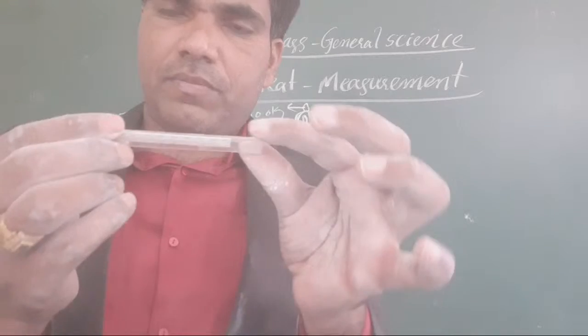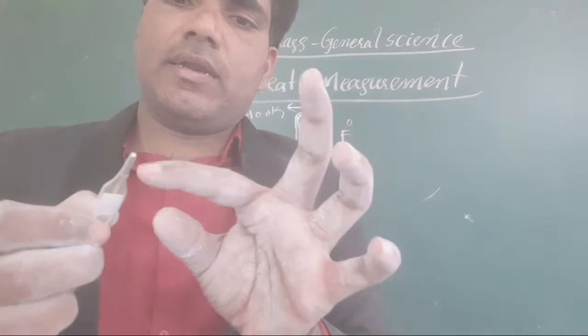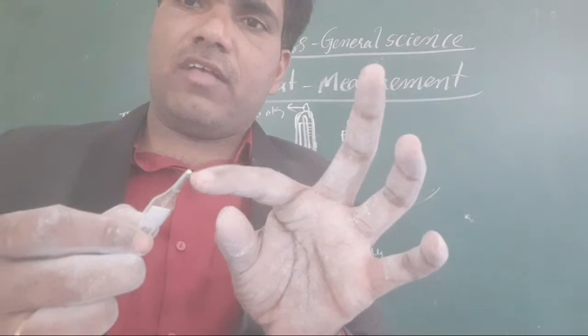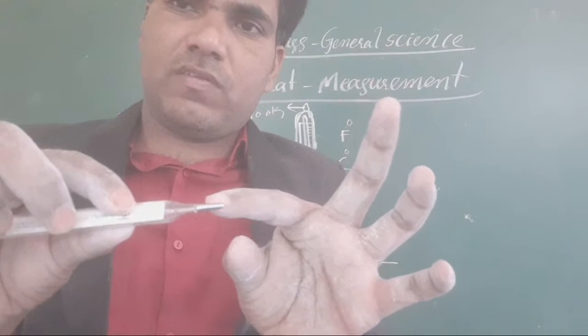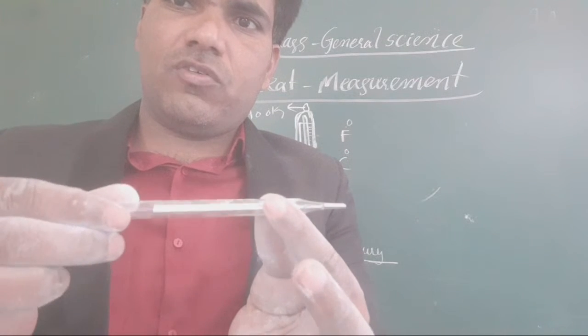Yeah, this is the stem. It contains a glass tube. This silver-colored thing here is called mercury. Okay, is it clear to all the students?